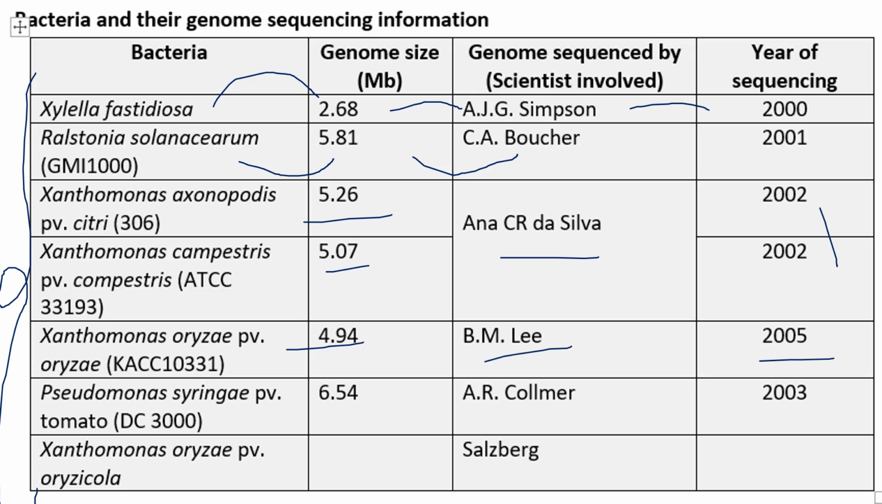Pseudomonas syringae pathovar tomato, 6.54 MB, sequenced by Buell in the year 2003. Xanthomonas oryzae pathovar oryzicola was sequenced by Salzberg. I was a little confused about their genome size and year of sequencing. Please let us know if you know the genome size and sequencing year of the Xanthomonas oryzae pathovar oryzae. So this is about genome sequencing, especially related to bacteria.